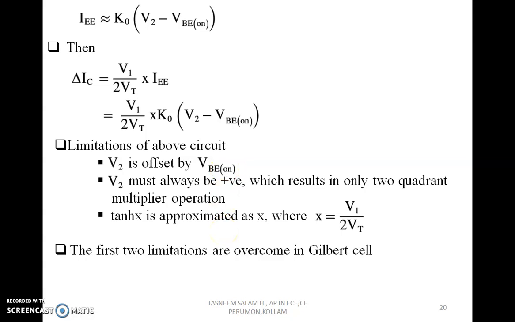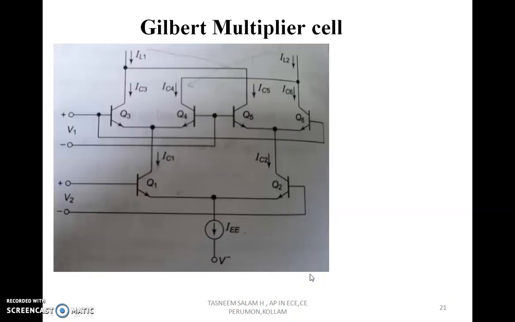And next we are coming on to the Gilbert multiplier cell. The first two limitations of this simple multiplier are overcome in a Gilbert multiplier cell. See, this is a circuit diagram for a Gilbert multiplier cell. If you understand a simple multiplier cell perfectly, then it will be easy for you to understand the Gilbert multiplier cell.